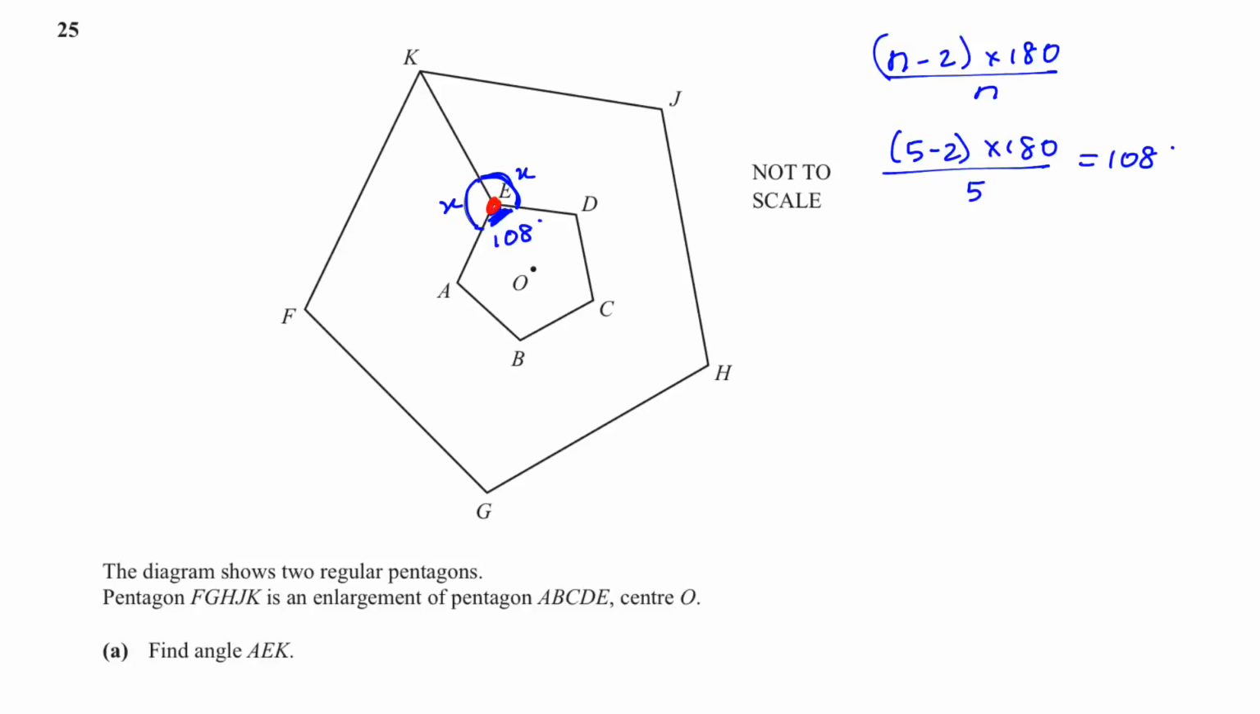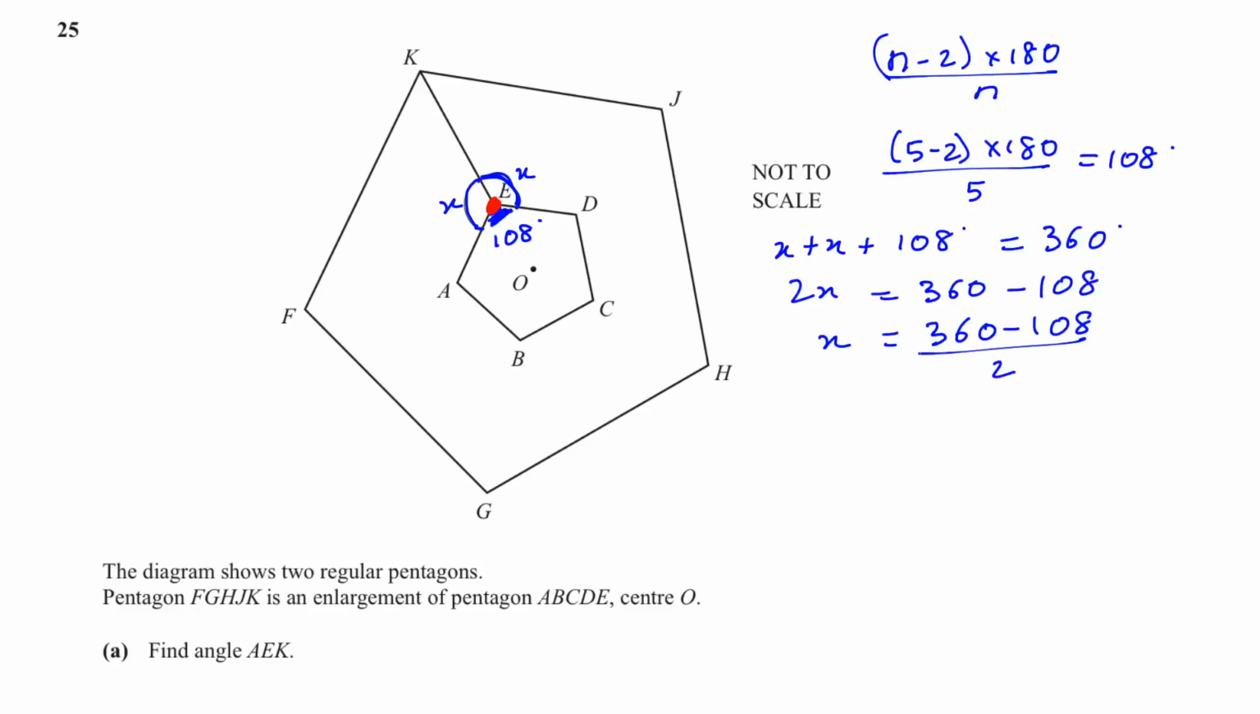Also, you should know angle at a point equal to 360 degrees. Therefore, x plus x plus 108 is equal to 360. 2x is equal to 360 minus 108. And x is equal to 360 minus 108 divided by 2. This will give us 126 degrees. Therefore, angle AEK is equal to 126 degrees.